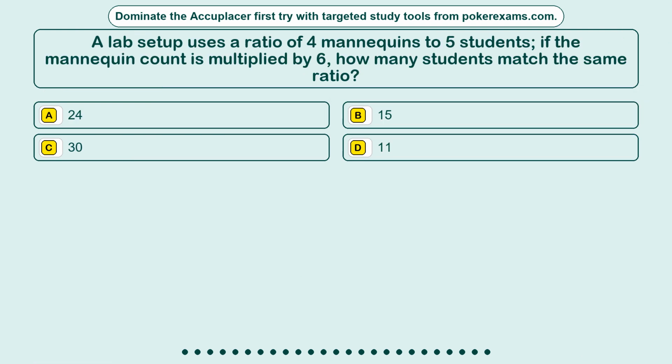Question 5. A lab setup uses a ratio of 4 mannequins to 5 students. If the mannequin count is multiplied by 6, how many students match the same ratio? Option A, 24. Option B, 15. Option C, 30. Option D, 11.